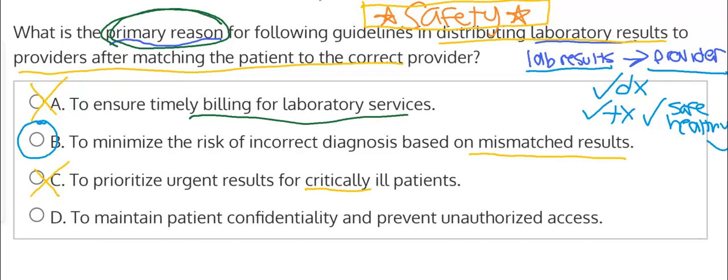And then option D says to maintain patient confidentiality and prevent unauthorized access. That's important, but that's not what the overall reason is here for distributing laboratory results to the providers. So we could eliminate option D. And that leaves us with option B, minimizing risk of incorrect diagnosis based on mismatched results.